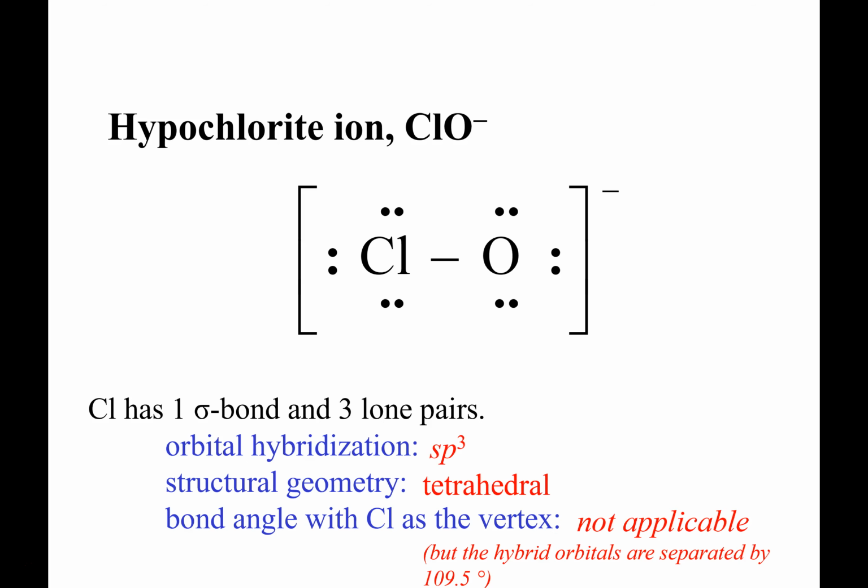To have a bond angle, you need an atom that has 2 bonds going out to other atoms. But the electron pair domains would be spatially separated at that 109.5. Cool.